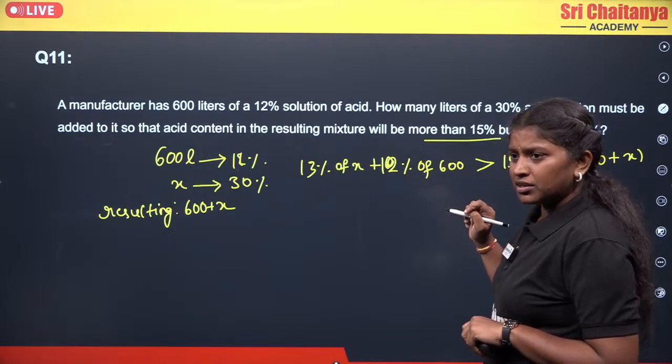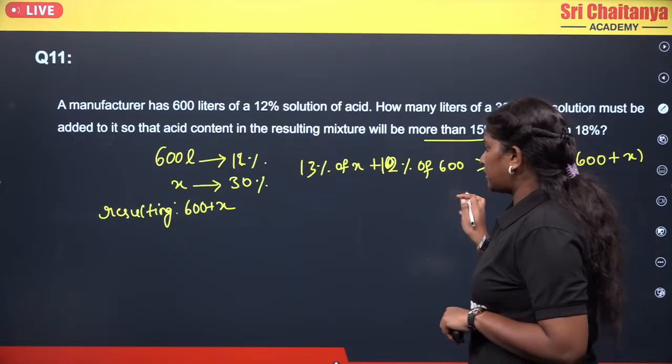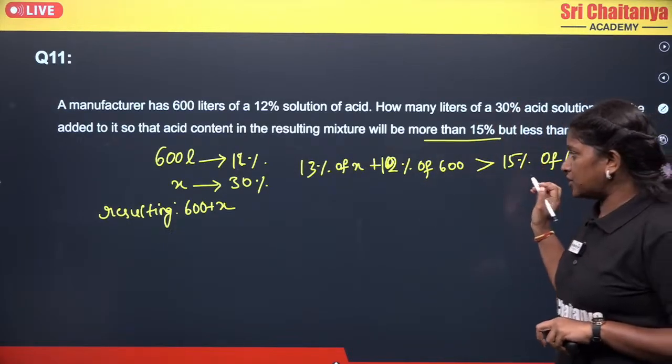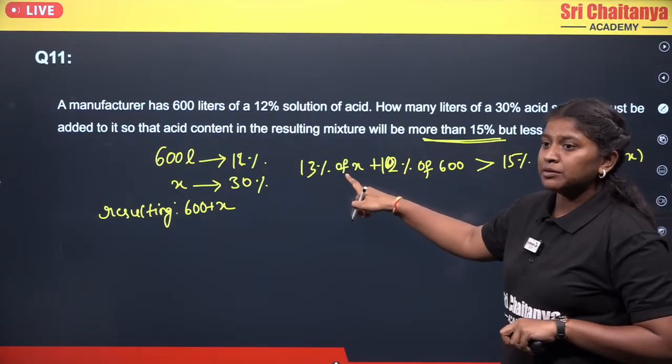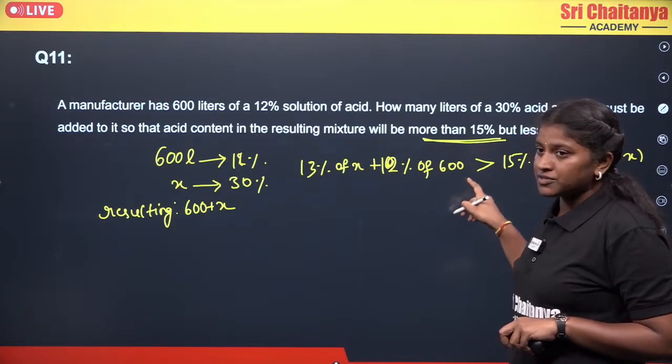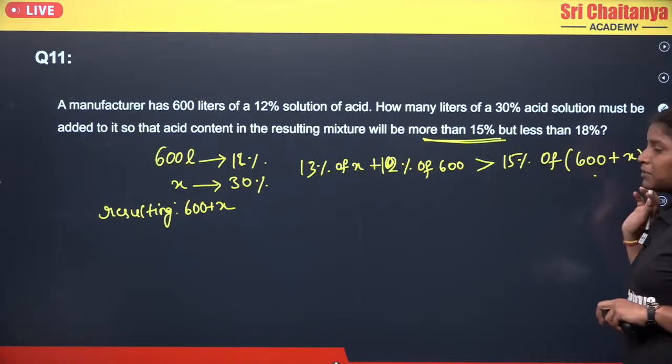82 comma infinity, is this what you are saying about the answer, Padma? Fine. So just answer this question. So if you consider more than 15%, then we will get 13% of x plus 12% of 600 will be greater than 15% of 600 plus x.